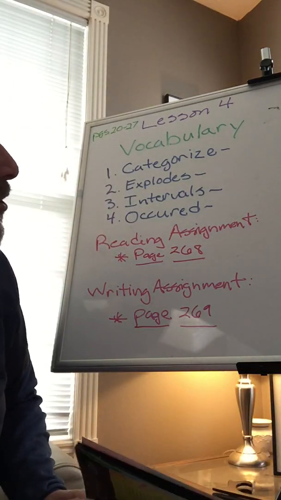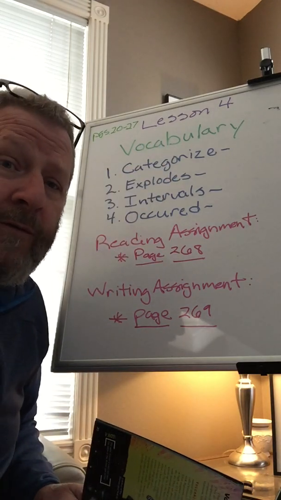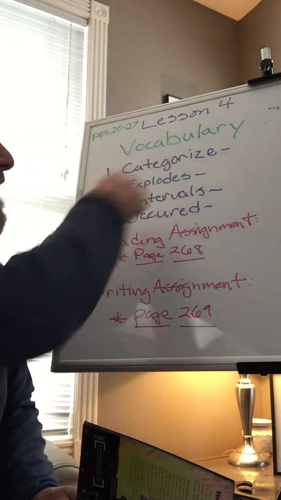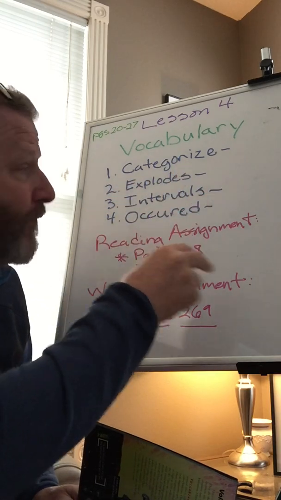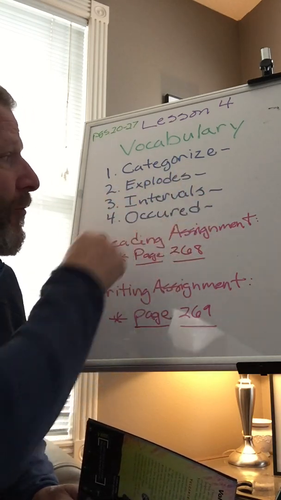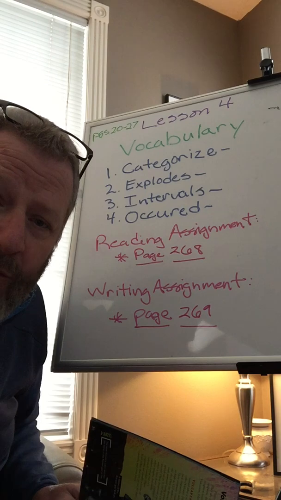Today, as we follow along, we're looking for some vocabulary words. We've got 4 of them today. Categorize, number 1. Explodes, number 2. Intervals, number 3. Occurred, number 4. So looking for those words.